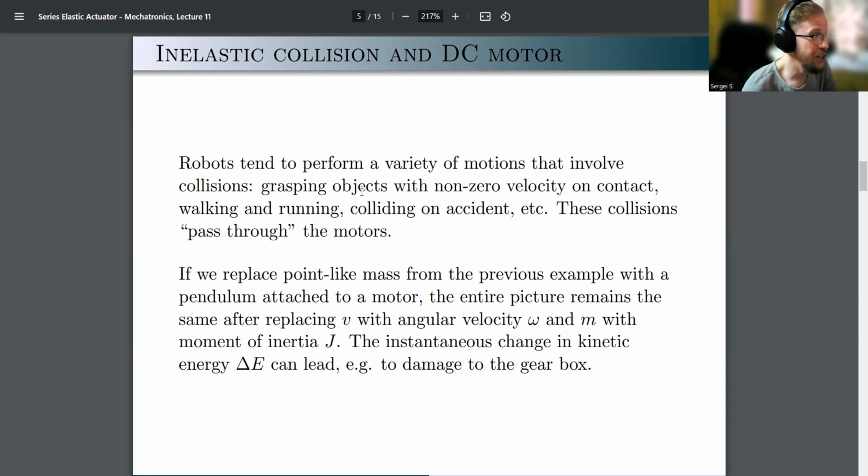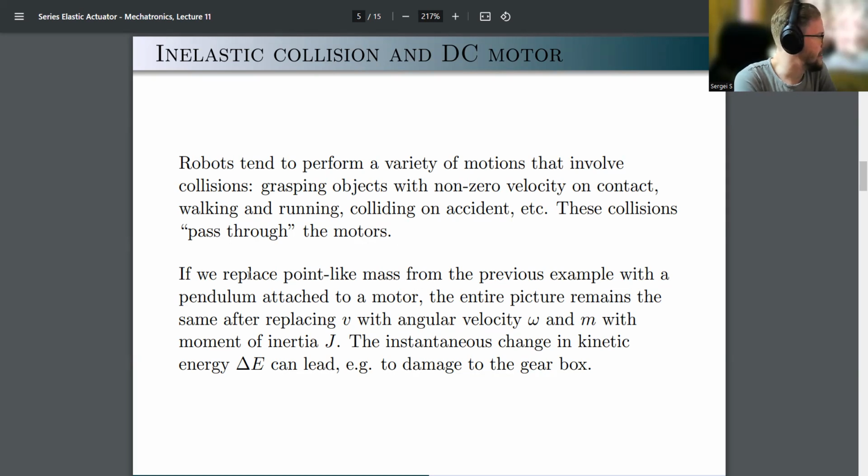But what I'm trying to say is the amount of things that can be damaged in the motor is large. Pretty much anything through which the collision passes is a candidate for damage. And we don't like this because collisions are not something that we can avoid. Collisions for walking robots, for example, are a daily, hourly, constant occurrence. You have to do it all the time, right? Each step is a collision.